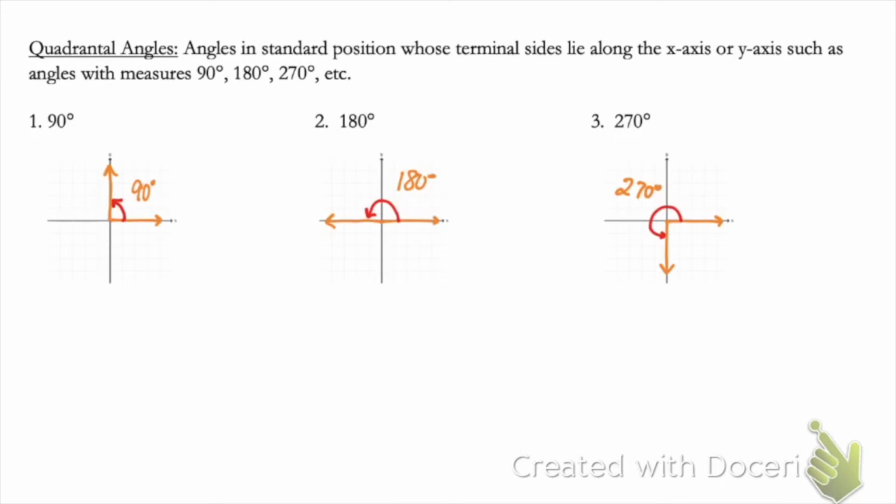I do want to also note that it's really important for you to draw those arced arrows that I have. I have them in red here. If we didn't have them, we wouldn't know if the angle was positive or negative or how many times it goes around.